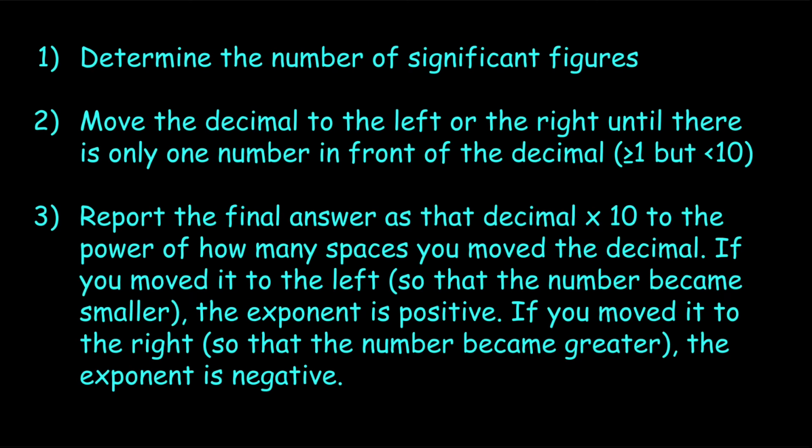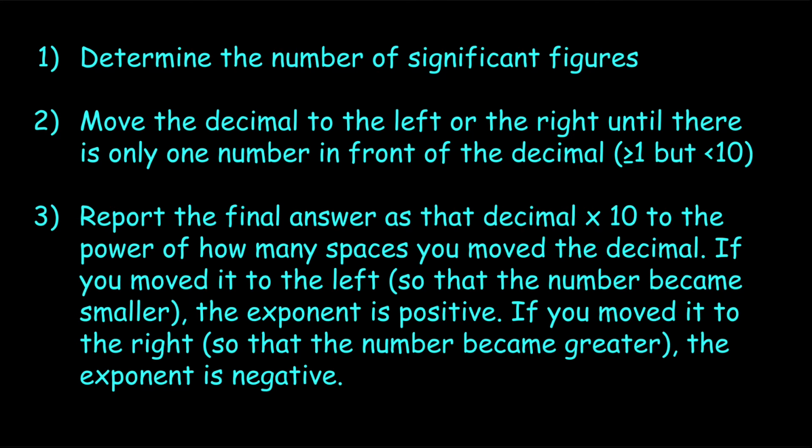There are three main steps to forming scientific notation. First, you must determine the number of significant figures in that number and which specific digits are significant. Next, if the number is greater than 10, move the decimal to the left until there is only one non-zero number in front of it. If the number is less than 1, move the decimal to the right until there is similarly only one non-zero number preceding it. You should have formed a decimal somewhere between 1 and 10.